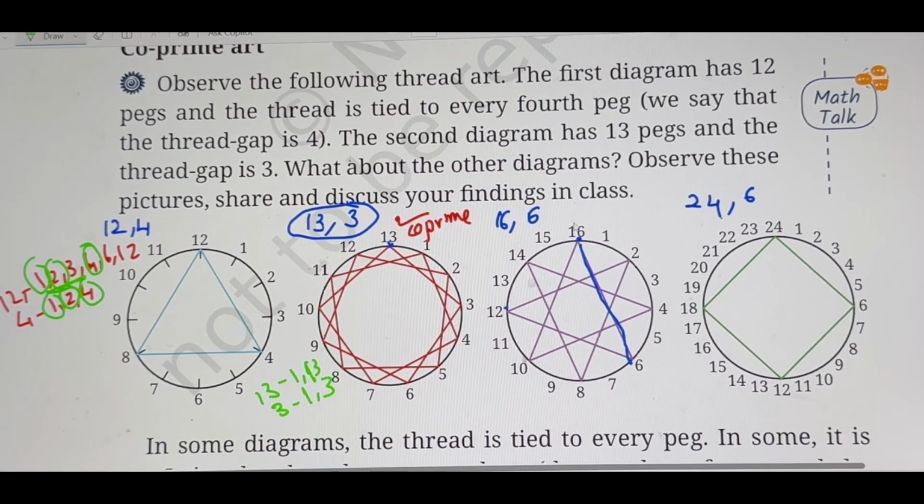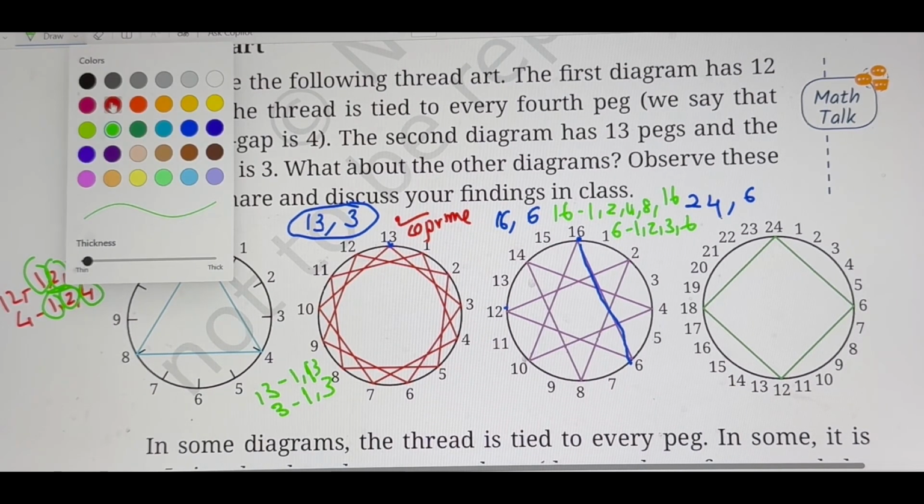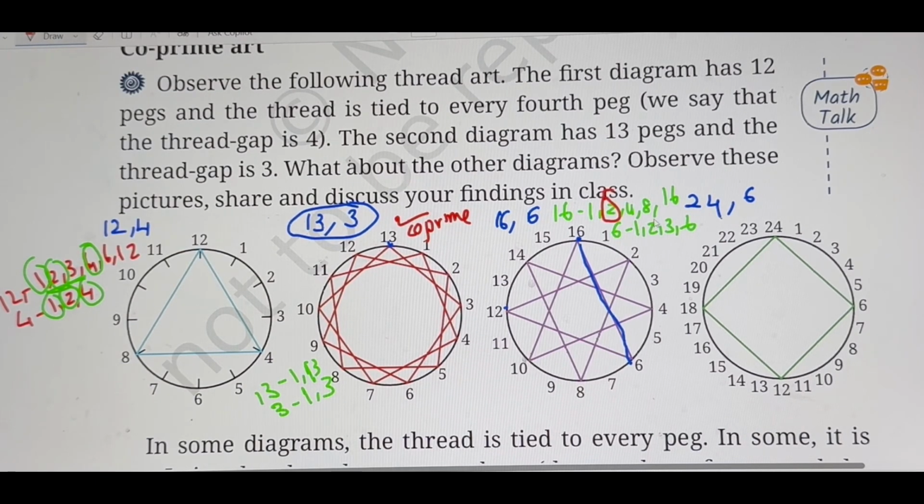If we see 16 and 6, the factors of 16 are 1, 2, 4, 8, 16. And for 6, 1, 2, 3 and 6. So here there is something common. What is common? Common is 2. Right, so again 16 and 6 are not co-primes.